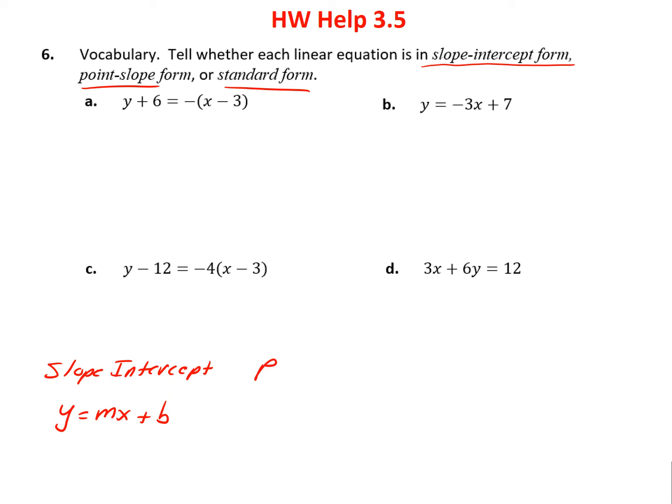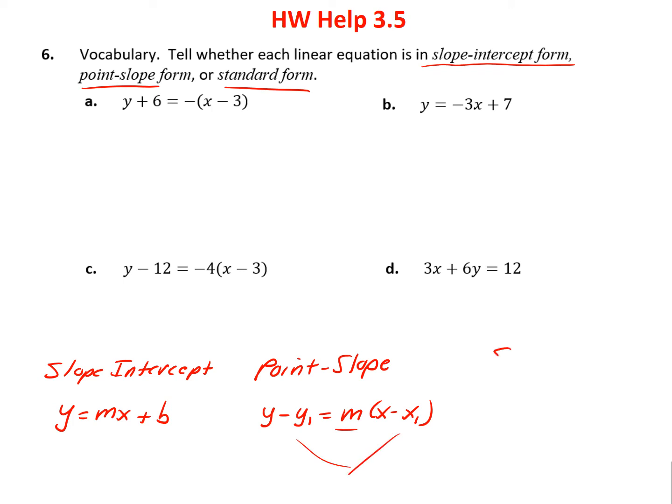The point slope, that form has a point and a slope. That's the one that has y minus the y in the first point equals the slope times x minus the x in the first point. So there's my slope, and there's my point, x and y.